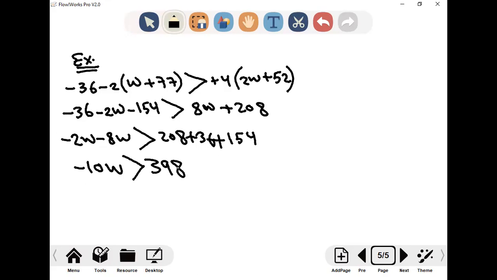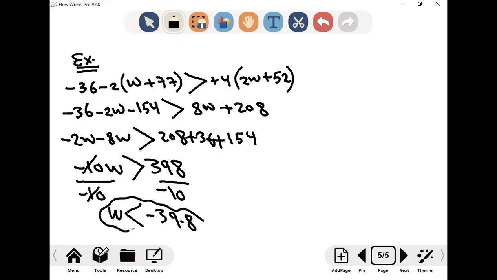Now we are ready for division. So let's divide both sides by negative 10. I divided the inequality on both sides by a negative. What did we say? So W comes down, more than becomes less than. So this is negative 39.8 if you divide by 10. Now this is the solution.